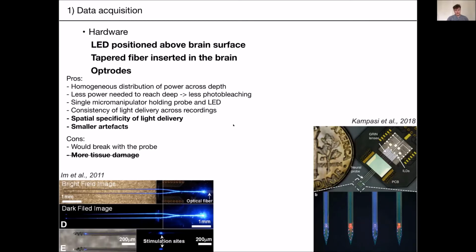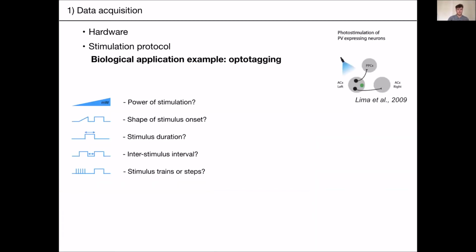Okay, so now that you've chosen a light delivery technique, what do you do during your experiment? Which protocol do you choose to illuminate your brain? It really depends on your biological application, of course, but I'm going to tell you about optotagging. So first of all, you need to think about the power of your stimulation. The goal is really to titrate it to the minimum eliciting spiking, because you don't want to inactivate channelrhodopsin too much.